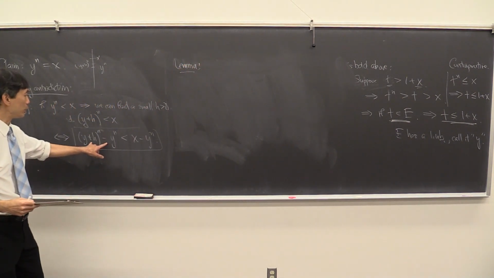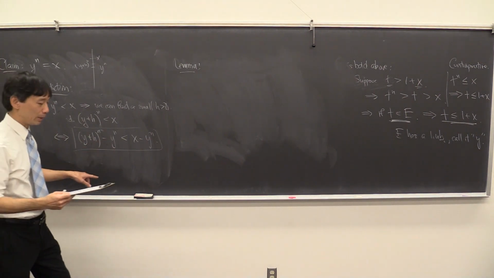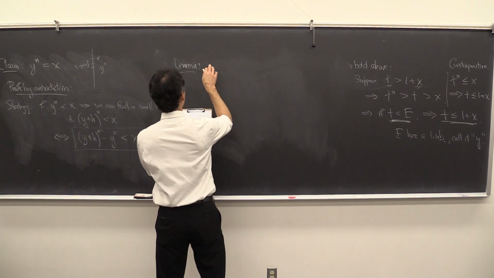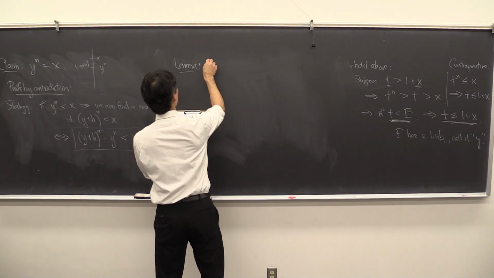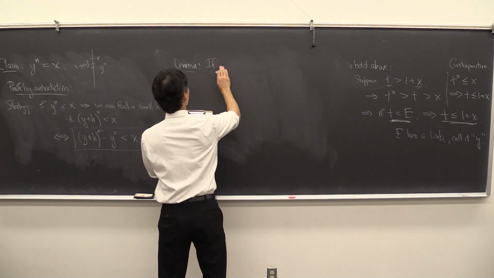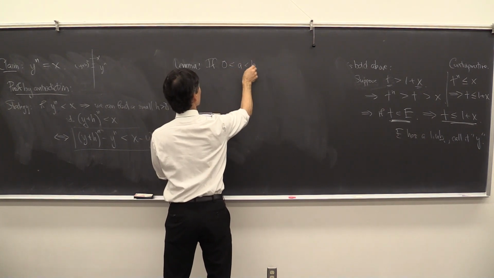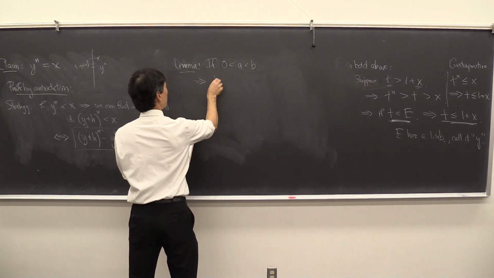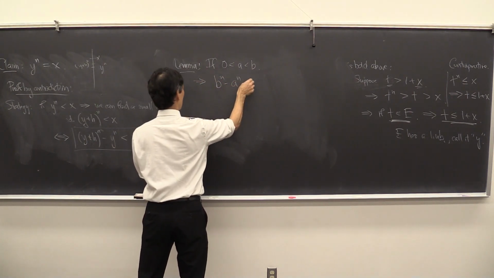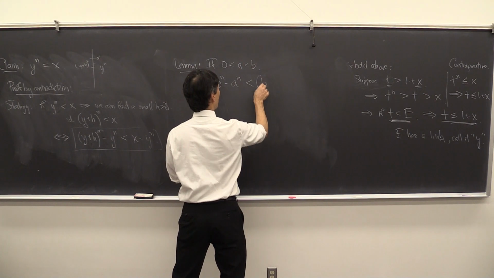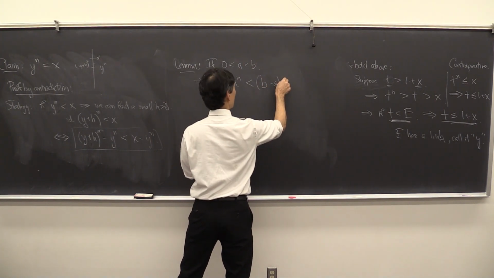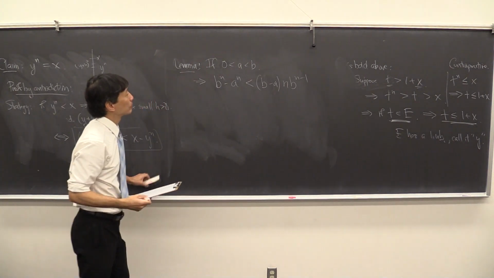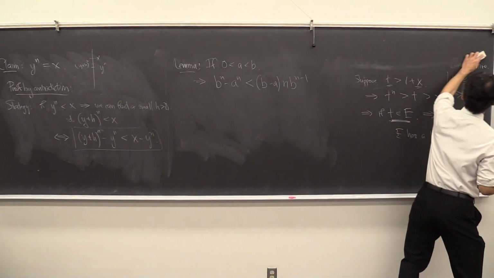The structure of this thing here motivates the following lemma. So we're going to use a lemma observing that if you have two positive numbers, then the difference of their nth powers is smaller than b minus a times n times b to the n minus 1.